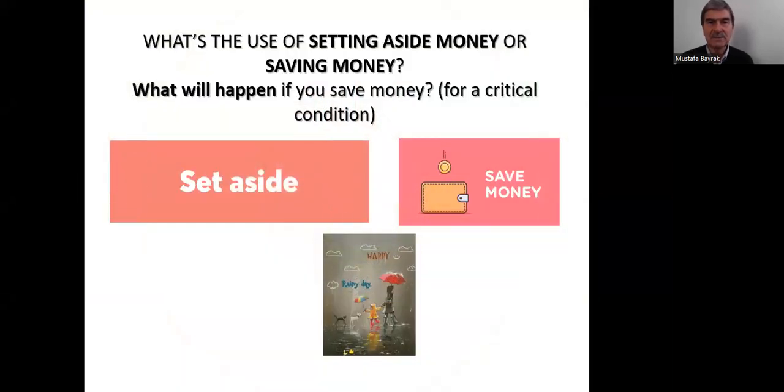Okay, here are three gifts. One of them says, set aside money. And the other one says, save money. They have the same meaning. And for what? For what shall we set aside money, or for what shall we save money? Yes, it's a famous saying. We should save money for a rainy day, for a critical event, for a critical condition.